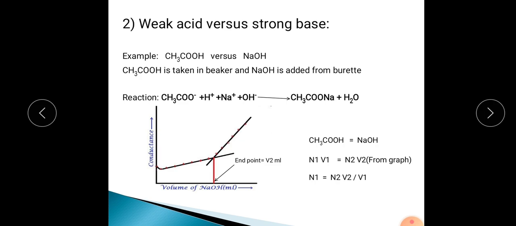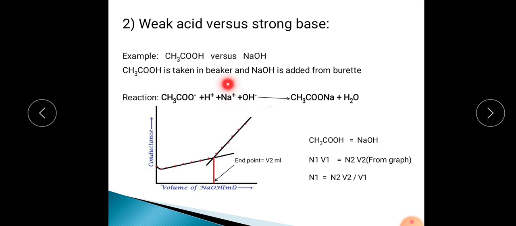Now, same as the previous one, in the beaker we have the acetic acid, and the burette will be filled with NaOH. Acetic acid is a weak electrolyte, so its dissociation will be to a lesser extent, so it will give fewer H plus ions, and due to fewer H plus ions given by acetic acid, the conductance of acetic acid in the beginning will be less. During titration we are going to add NaOH from the burette.